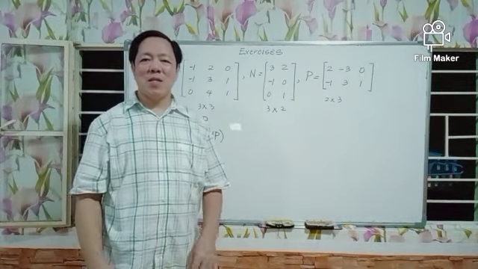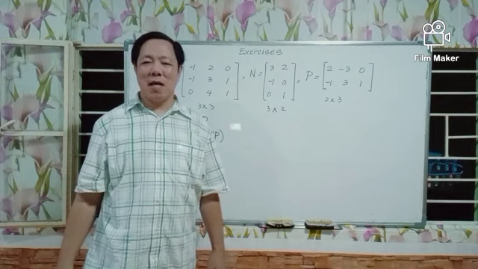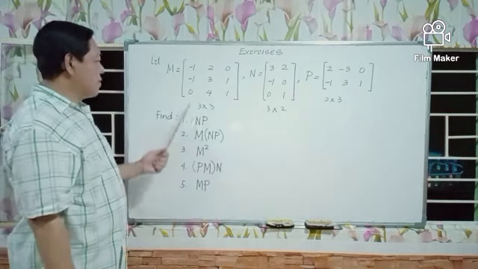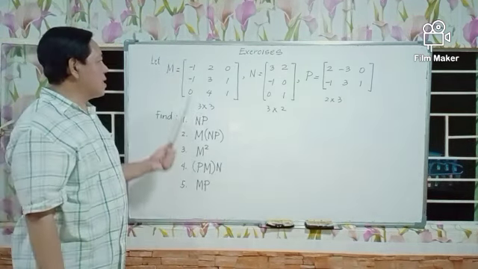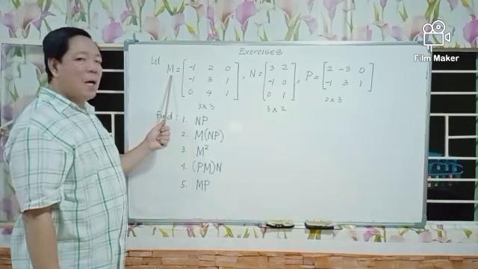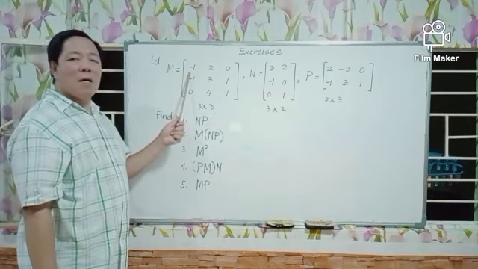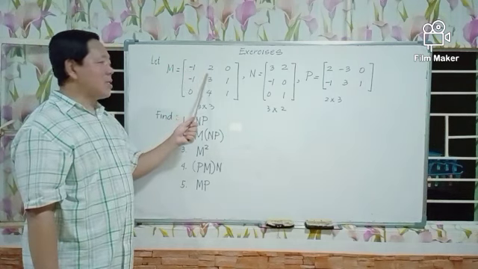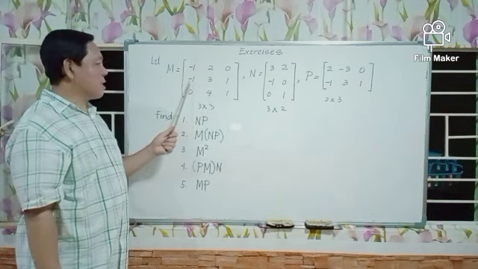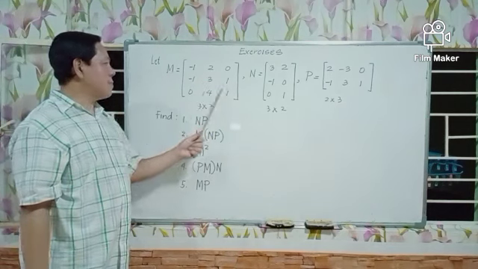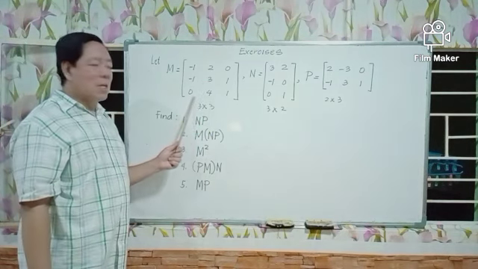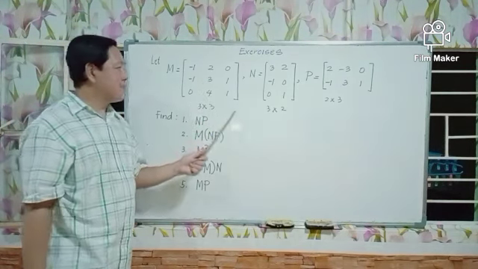For your practice, please try the following exercises. For the following exercises, the given are the following. M is a 3 by 3 matrix with entries. In the first row, negative 1, 2, 0. In the second row, negative 1, 3, 1. In the last row, 0, 4, 1.